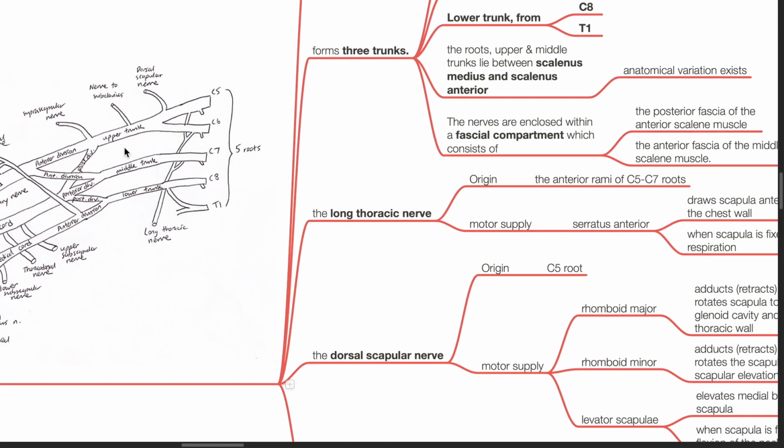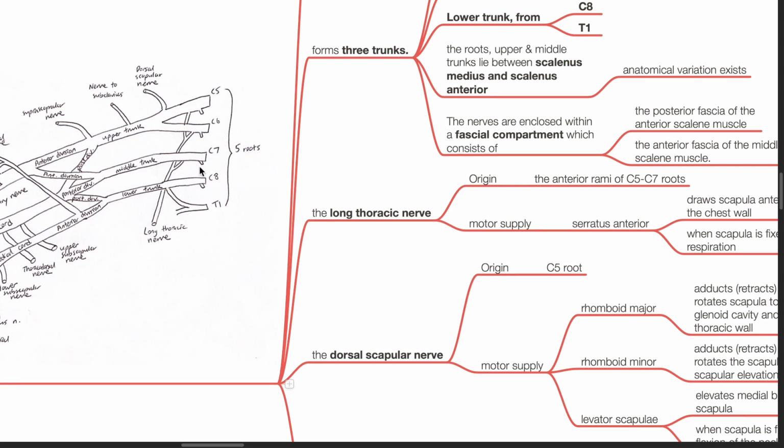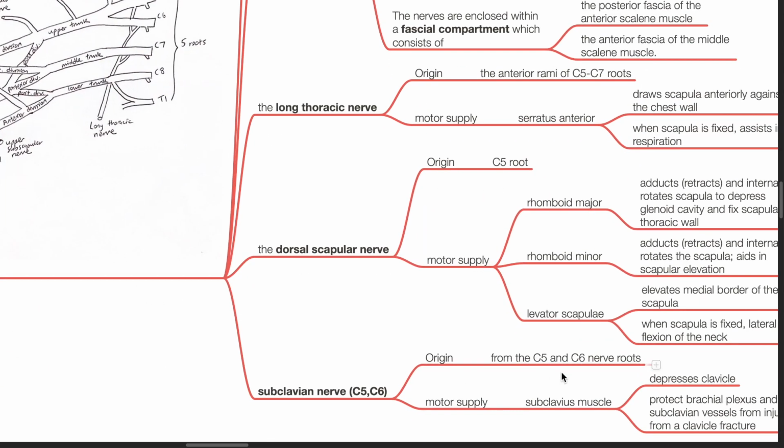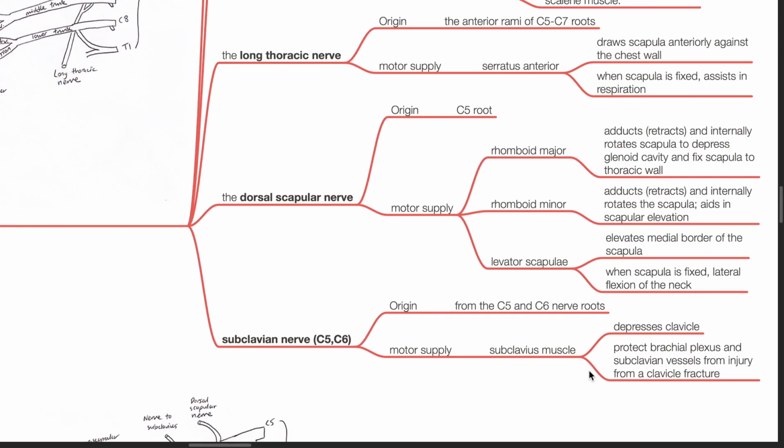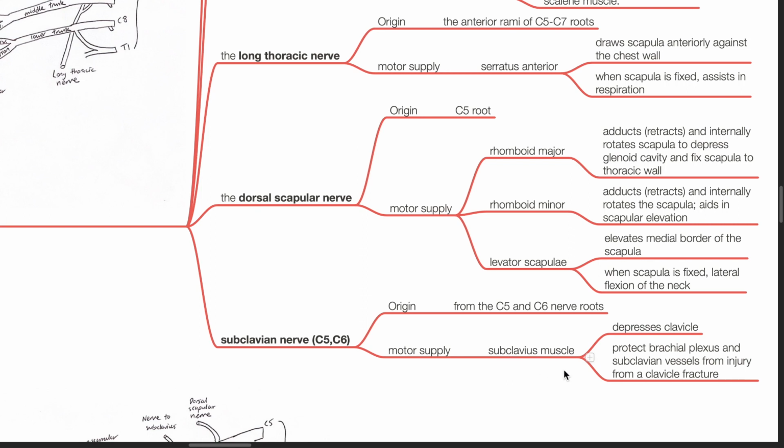The subclavian nerve, or the nerve to subclavius, originates from the C5 and C6 nerve roots and supplies the subclavius muscle, which depresses the clavicle and protects the brachial plexus and subclavian vessels from injury from a clavicle fracture.